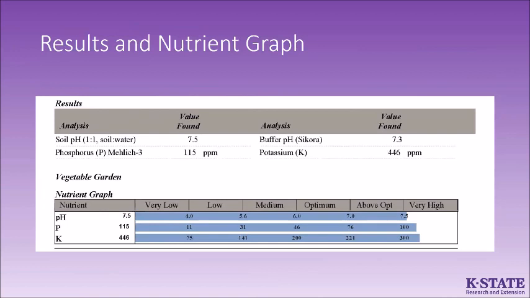This is because buffer pH gives us a reading on how reactive the soil is to calcium carbonate. This number allows me to calculate how much lime is needed to raise the pH, if lime is needed at all. In this case, you can see that the soil pH is high, so lime will not need to be added to this soil. More on adjusting pH on our next slide.